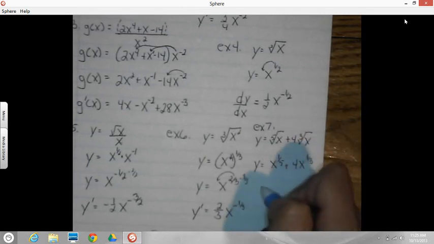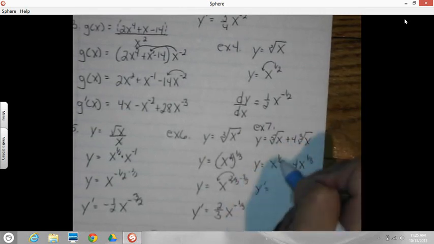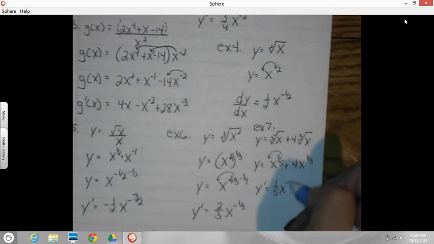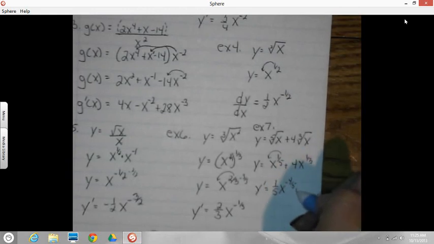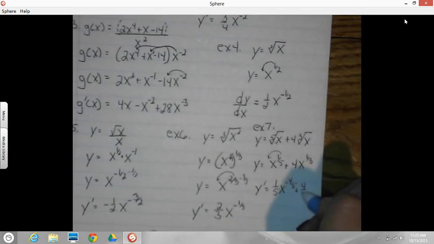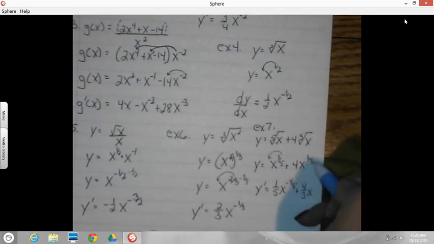And now derivative. 1/5 comes down as a multiplier. Subtract 5/5, I'm going to have negative 4/5. Multiplying down, I'll have 4/3. X to the negative 2/3.